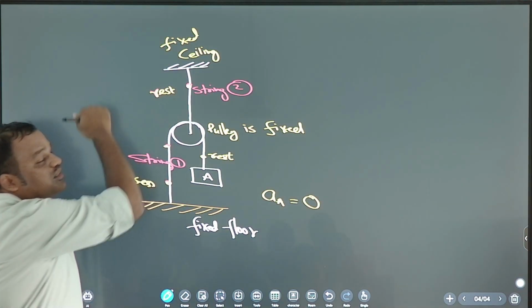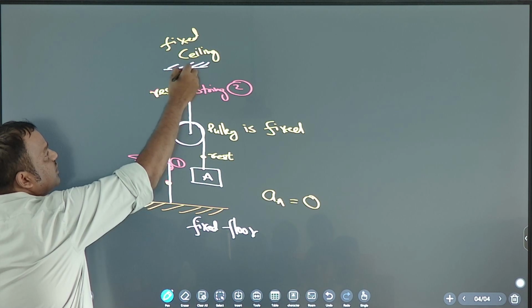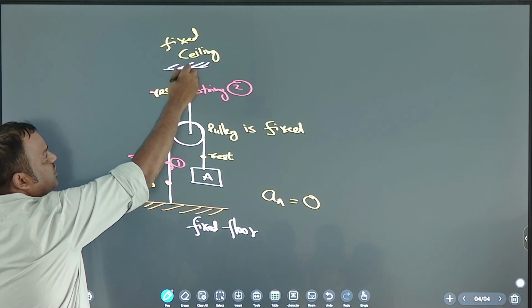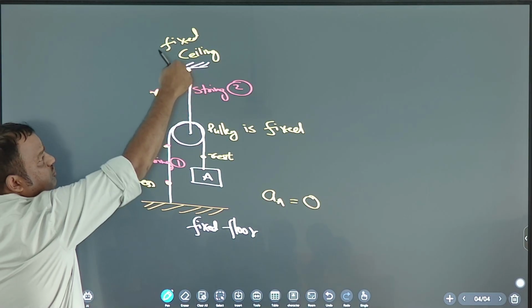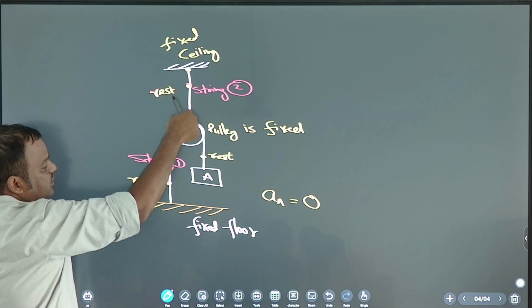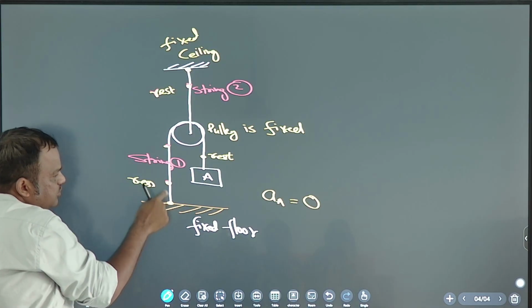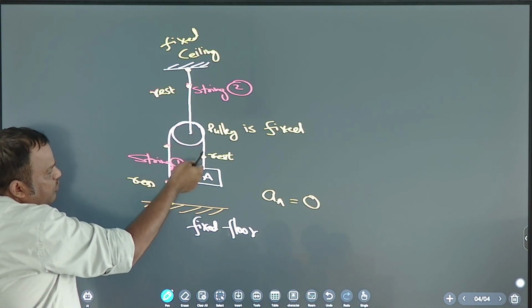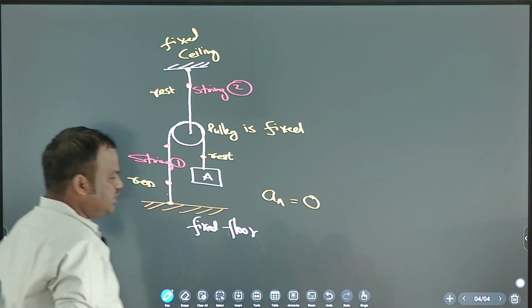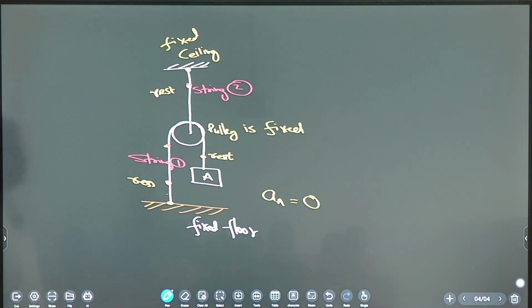So you have to observe. See where the end of the string is. End of the string is here, fixed with ceiling. So this end is fixed, so pulley is also fixed. And this end is fixed here. So all points are fixed. Correct? Note down.